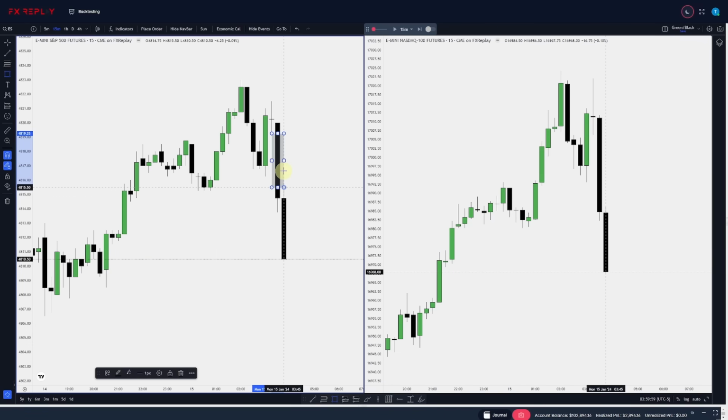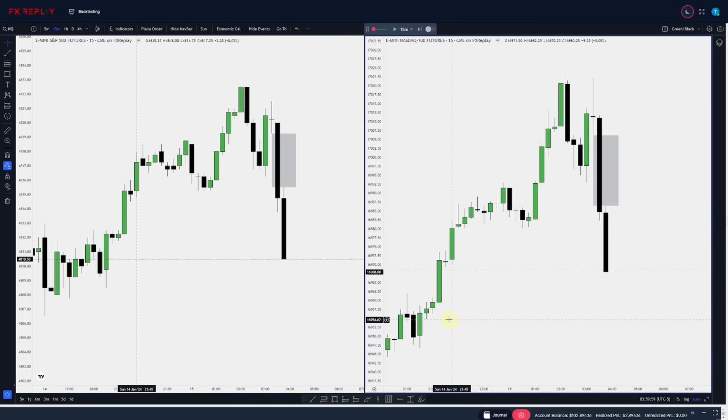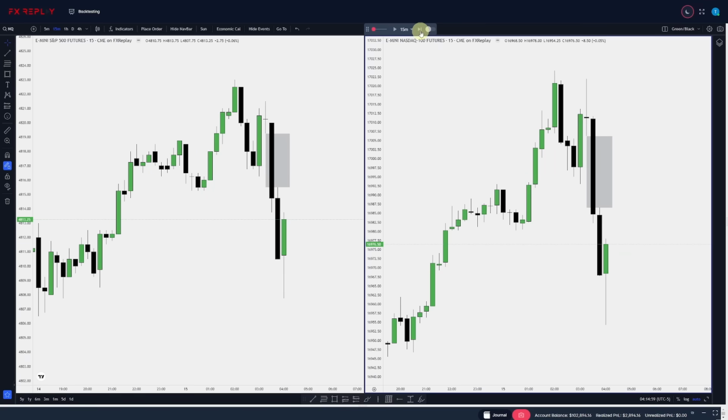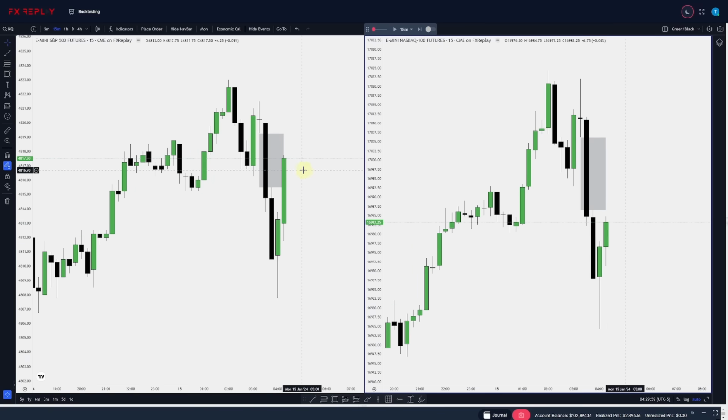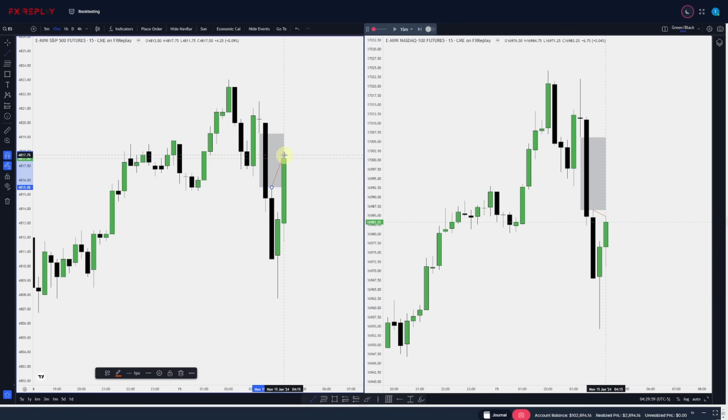So marking out the same fair value gap here on ES, as well as on NQ, how do we form an SMT into a fair value gap? Well, as we let this play ahead, you can see that price on ES reaches back into this fair value gap, while on NQ it doesn't. So is this an SMT? Yes. And now let me explain why.